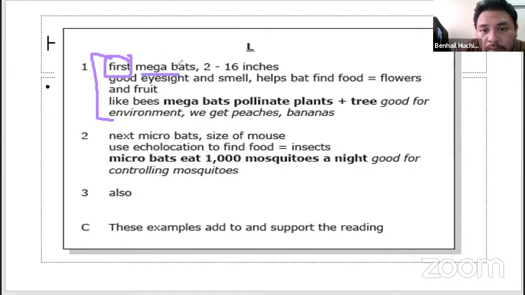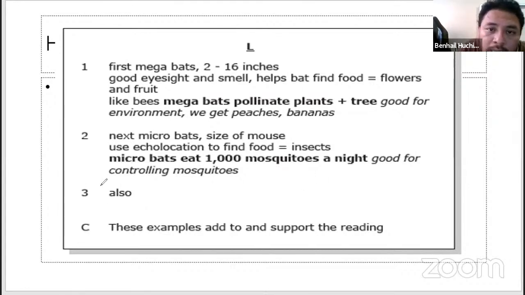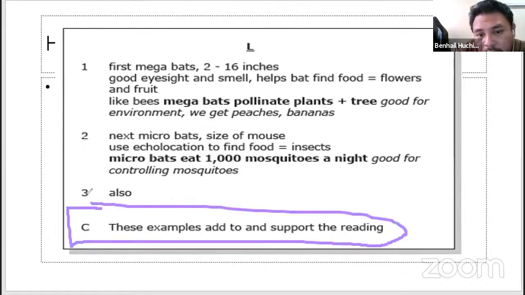Then start giving details. Megabats, 2 to 16 inches in size, good eyesight and smell, which helps the bat find food, equals flowers and fruit, etc. All that is information. Again, you only have 20 seconds, so take notes as fast as you can. Then microbats, you start with next. Again, the size, some details, echolocation, important words. Remember that difficult words are sometimes important to mention. You can introduce them and repeat them. It is good. And the last part, as always, a conclusion, very optional. If you can, do it. If you can't, don't do it. It doesn't matter. It's okay.